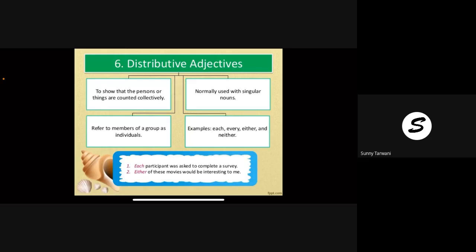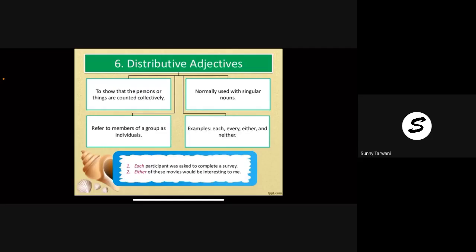Either of these movies would be interesting to me. Either of these means you have a choice. Suppose there are two or three movies. So you say this sentence, either of these movies would be interesting. Means anyone. Either of these means anyone. If I call out a girl from your class, that either of you can read, means anyone can read at a time.